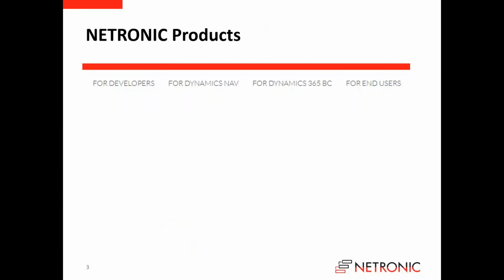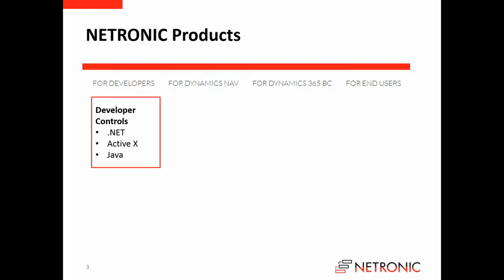Let's have a look into our product portfolio that has steadily and continuously grown over the years. And therefore I just took the header of our internet website. And here you can see, of course, that we provide products for developers, and you all know that. This is our core business. We provide developer controls based on .NET technology, ActiveX or Java.